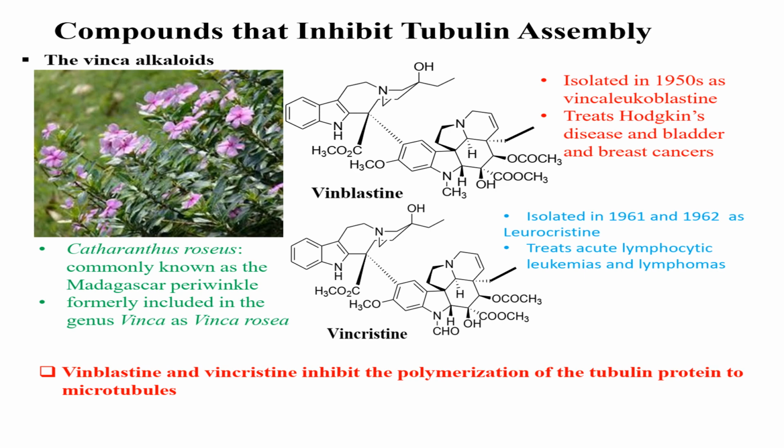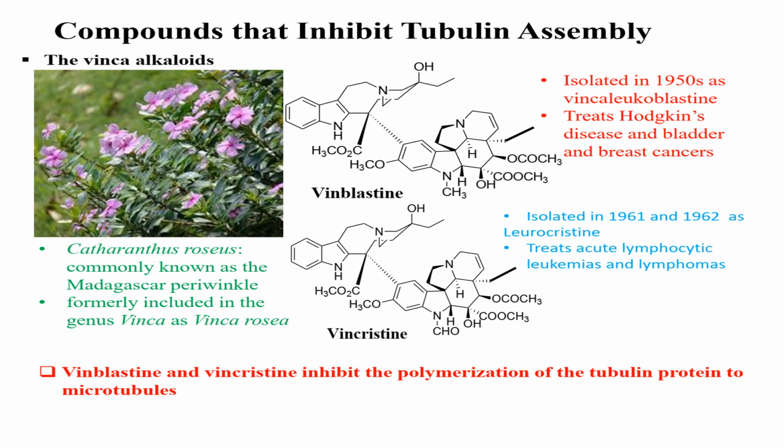So we have different drugs that inhibit tubulin assembly. The first drugs that inhibit tubulin assembly are the vinca alkaloids. The drugs are vincristine and vinblastine, which can be obtained from Catharanthus roseus, commonly known as Madagascar periwinkle, formerly included in the genus Vinca as Vinca rosea. So Catharanthus roseus is a source of vincristine and vinblastine, which are used as tubulin inhibitor anti-cancer drugs. Vinblastine was isolated in 1950 and treats Hodgkin disease and bladder and breast cancers.